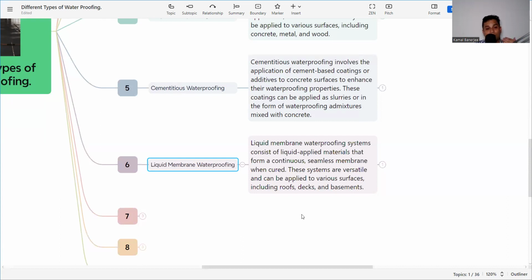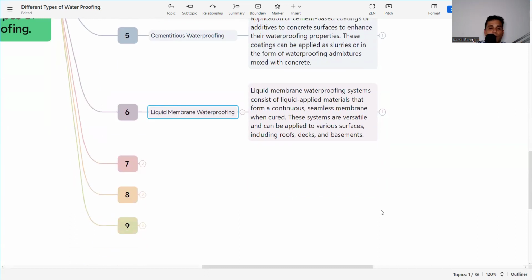Now for the liquid waterproofing, you need to lay it in liquid form. The systems are versatile and can be applied to various surfaces, including roofs, decks, and basements, and are widely used in toilet areas and balcony areas, and after that we do the tiling and everything. So these are the liquid membranes. That means it is applied in the liquid state, and when it is dried, it forms a thick layer, and it protects against ingress of water.